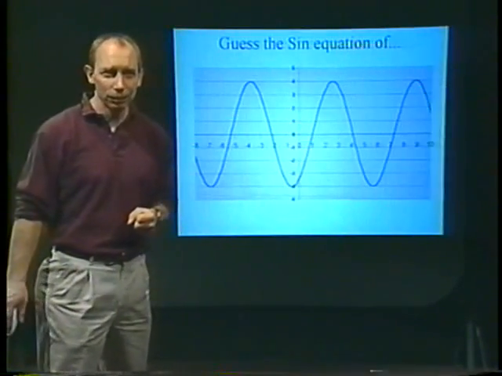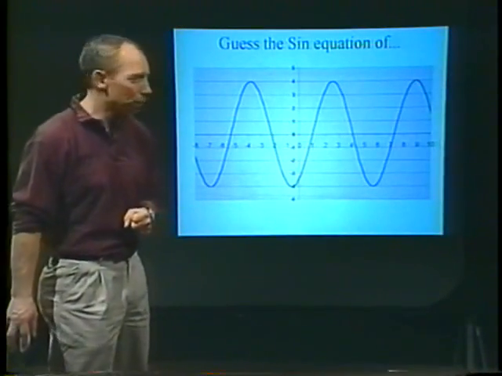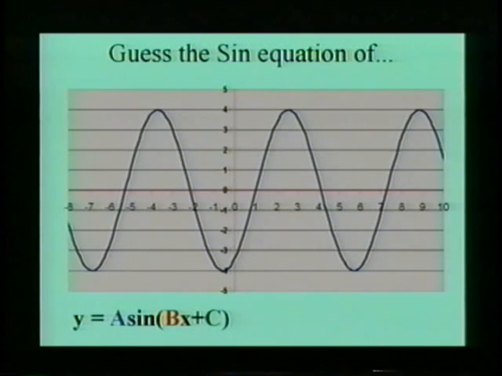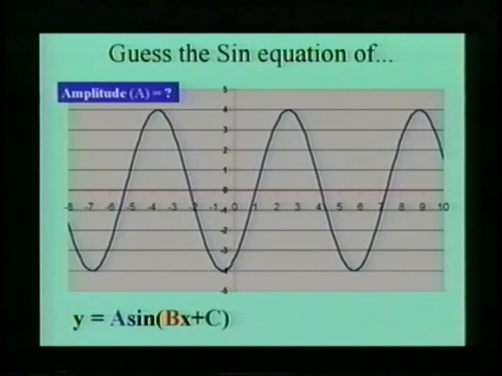Let's work backwards. Let's guess what this sine equation is. This is a sine now. We've got to guess what this is. What's going to help us? It's got to be of this form: y equals some number times sine of bx plus c. Let's see. What's the amplitude? The amplitude is how high it is. You can see right away, the amplitude is 4. So A is 4. That's going to help me out.